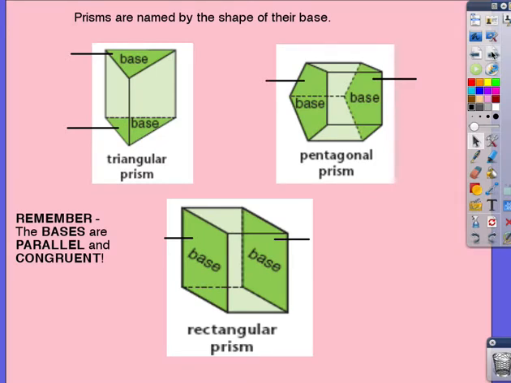Prisms are named by the shape of their base. Remember that the bases are parallel and congruent. So if we were to take a look at this first one, this would be considered my base, and it's congruent and parallel to the opposite side, and it is the shape of a triangle, so it is a triangular prism. If we take a look here, the opposite side, the parallel side, which is right here, what shape is it? It is a pentagon, so it is a pentagonal prism. Taking a look here, opposite side, okay, they're parallel, they'll never intersect, so it is a rectangular prism.